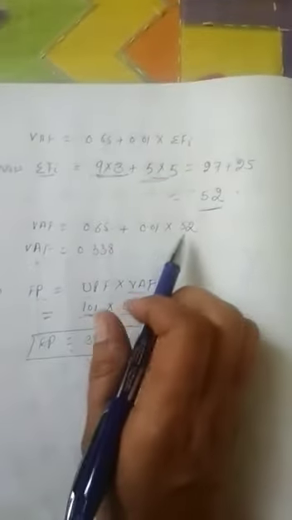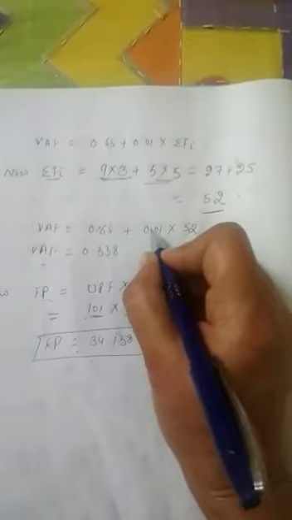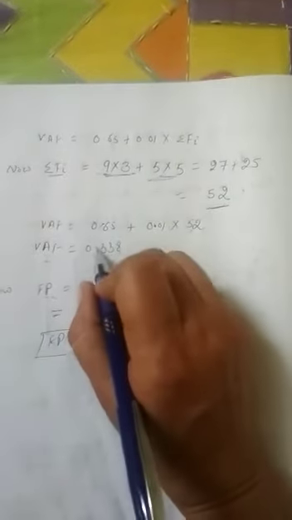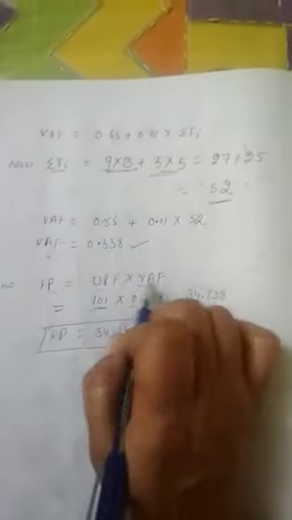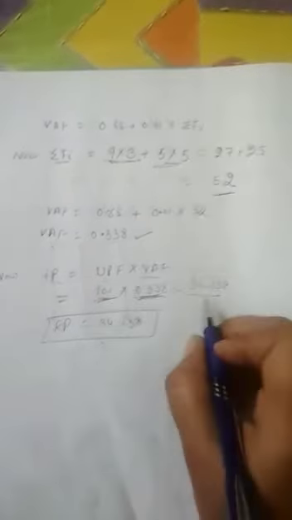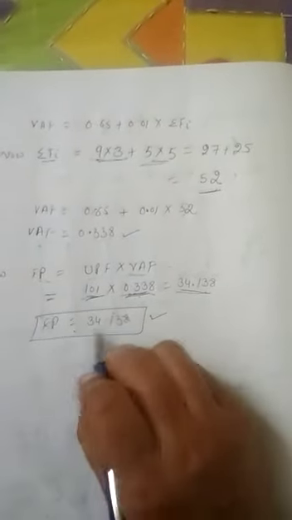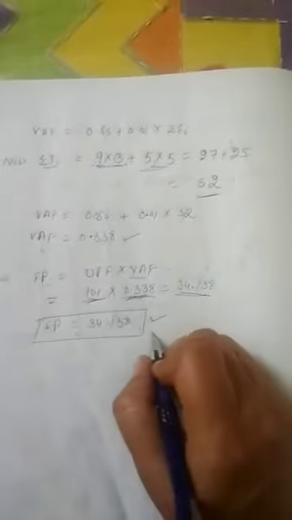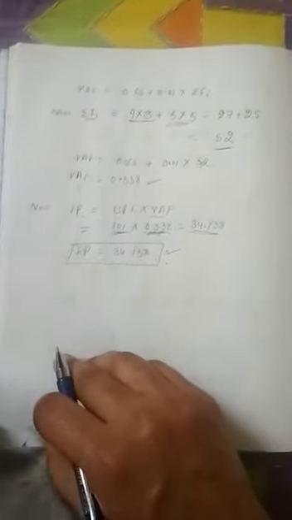Now put the value of summation Fi in the formula. VF is 0.65 plus 0.01 into 52, that is 1.17, and FP is UPF into VF, that is 101 into 1.17, that is 118.17. In the next lecture we will discuss the line of code size estimation technique. Thank you.